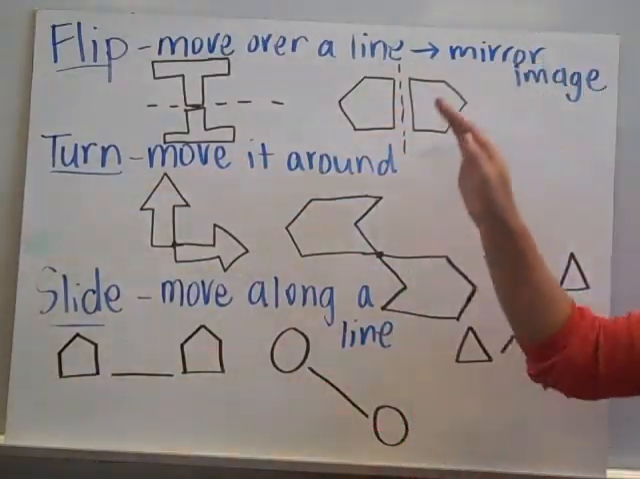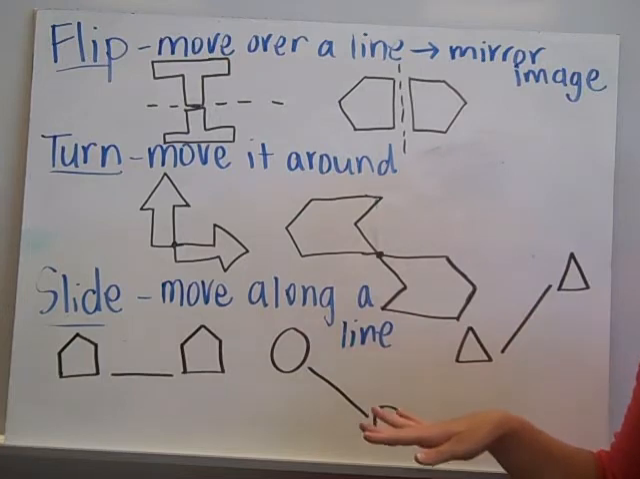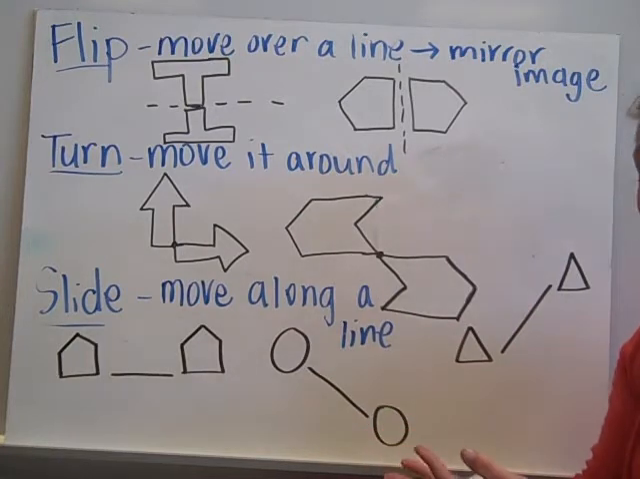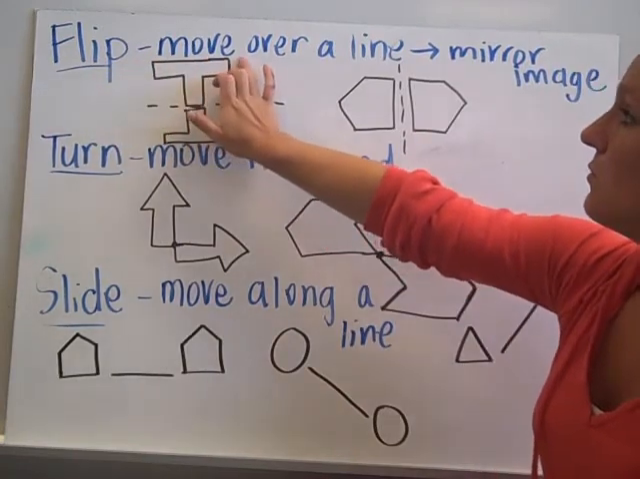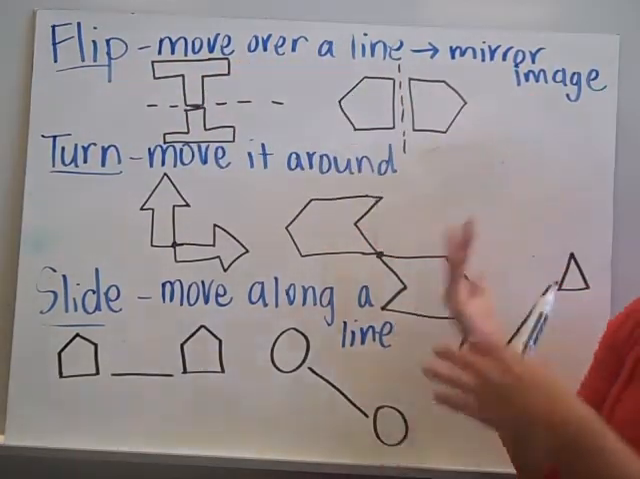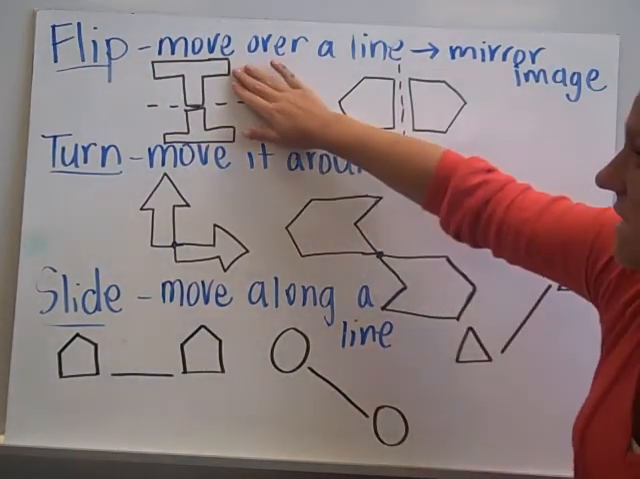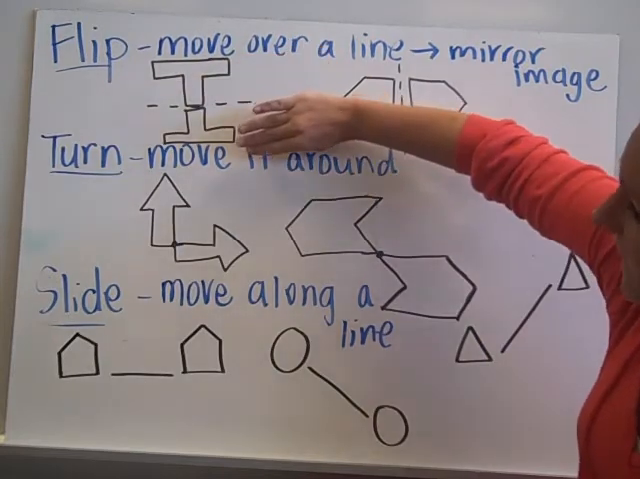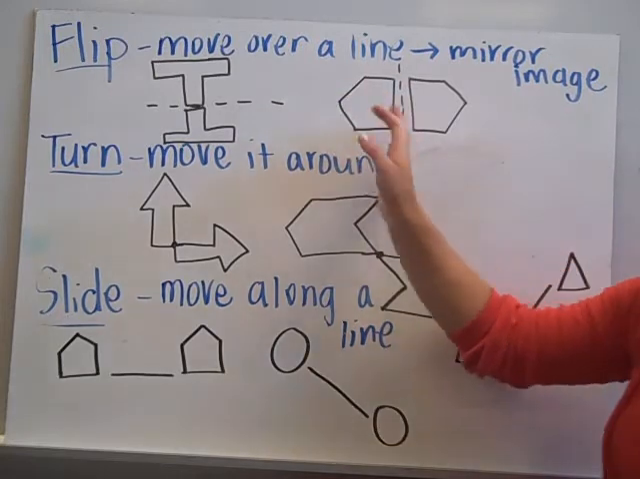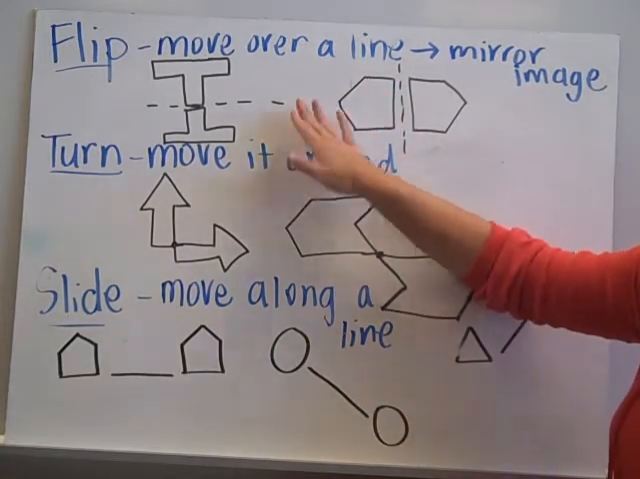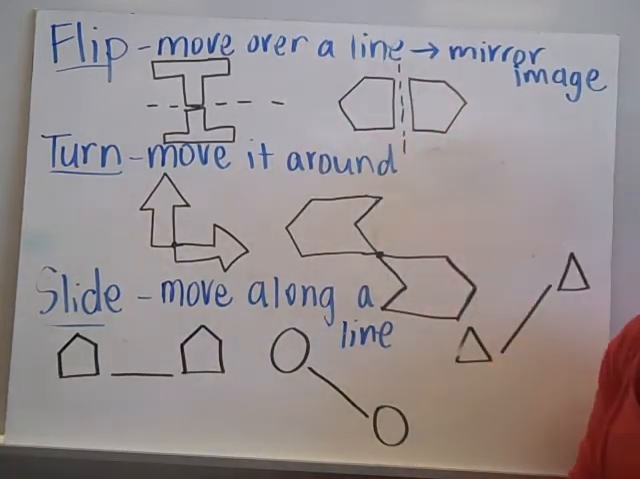Okay? There are 3 other ways we can continue a pattern other than repeating, growing, and shrinking, and that is flipping. When you move over a line, you'll get a mirror image of something. So if I take this T and I flip it down, that's what it would look like. If I take this pentagon, or it kind of looks like a home plate in baseball, and flip it over that line, I'm going to get the mirror image of it.